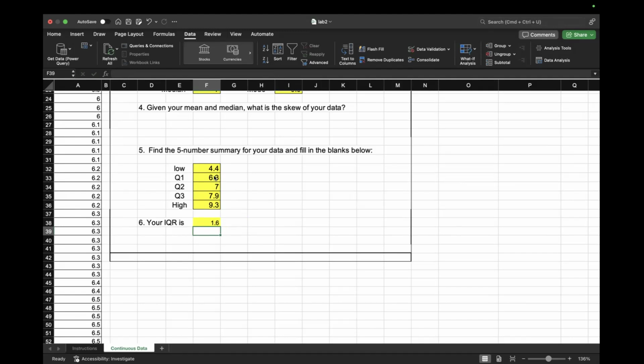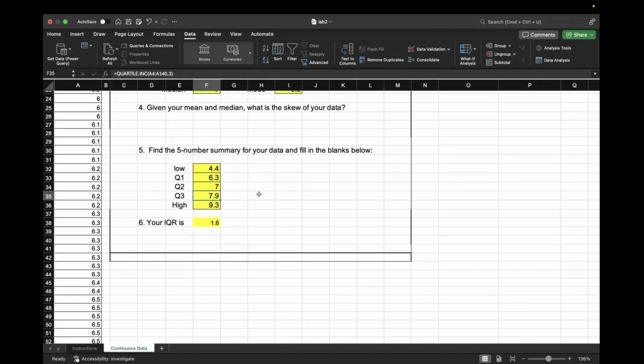My number's still negative. Is that okay, or did I do something wrong? Are you sure that your Q3 is a Q3 here? You can double check. Make sure that you didn't swap your Q3 and your Q1, because your Q3 should be a higher number than your Q1. So pay attention to that.